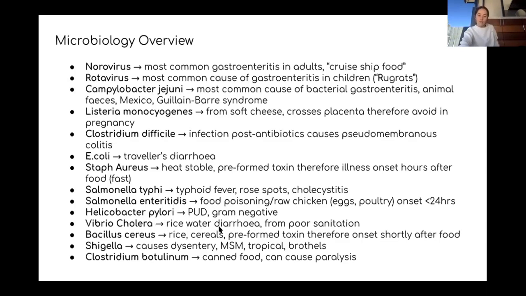Cholera causes your white rice water diarrhea. Bacillus is wet from rice. Shigella causes dysentery diarrhea, so just bloody, and it's kind of sexually transmitted, can be related to that. And then Clostridium botulinum is canned foods and paralysis, if you think like Botox paralysis. But they're just kind of buzzwordy things.